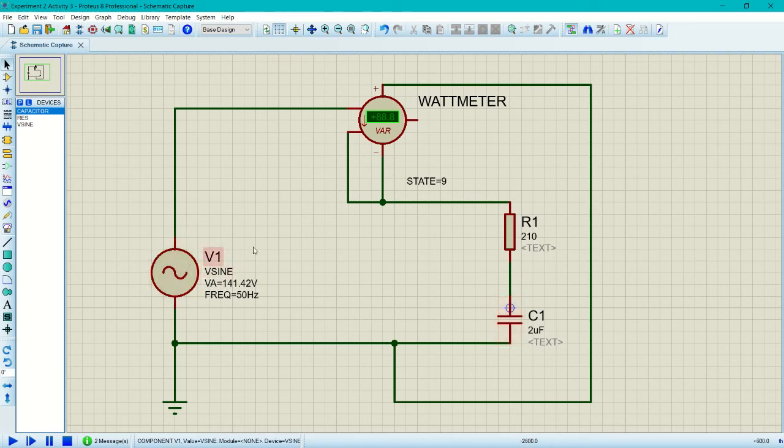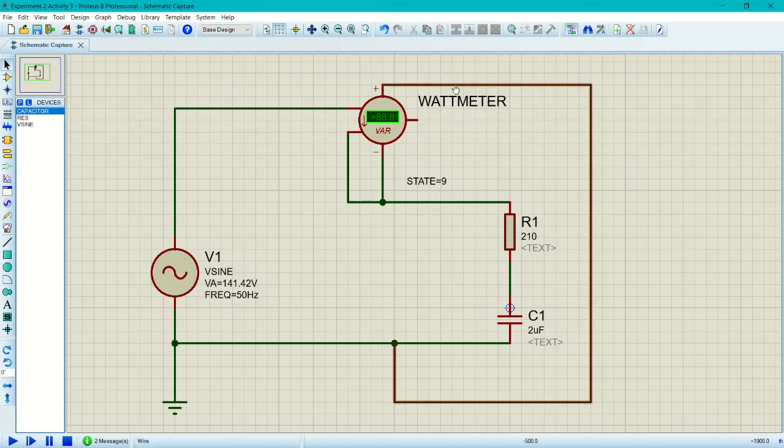So for the AC source, I set the peak voltage to 141.42 volts and the frequency to 50 hertz. Then it is connected with the resistor and capacitor in series. For the wattmeter, we have two junctions here. The first one is connected in series and the second one is connected in parallel.